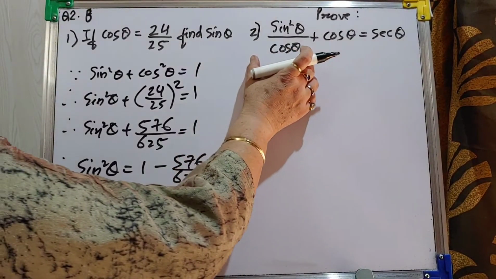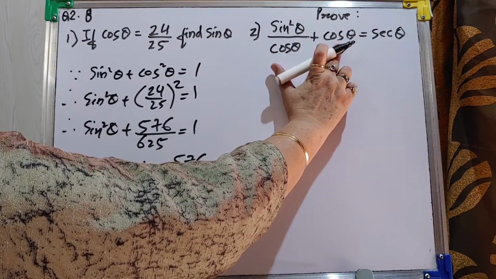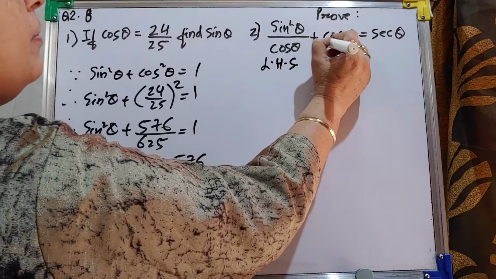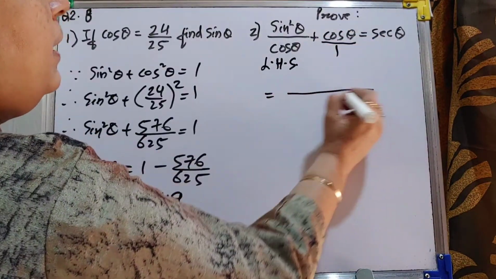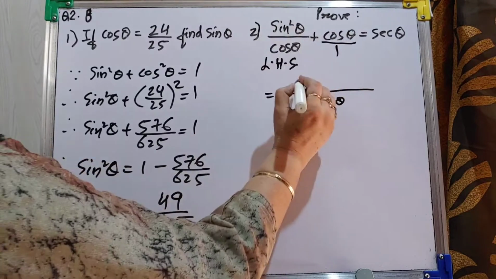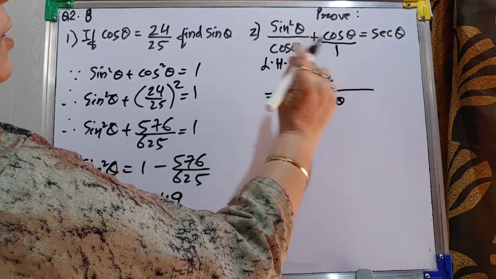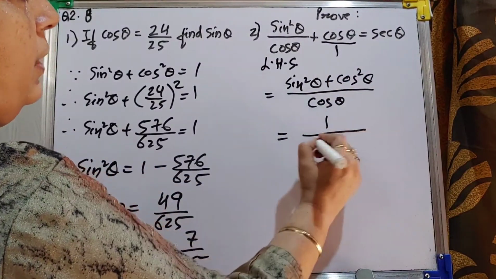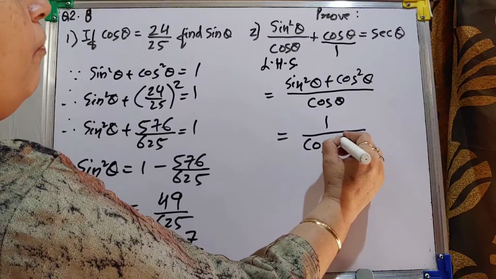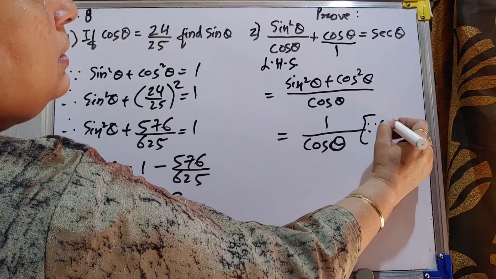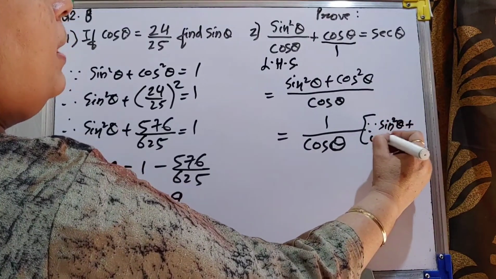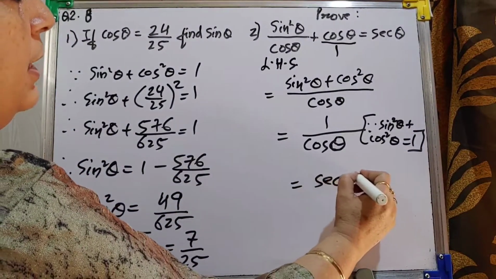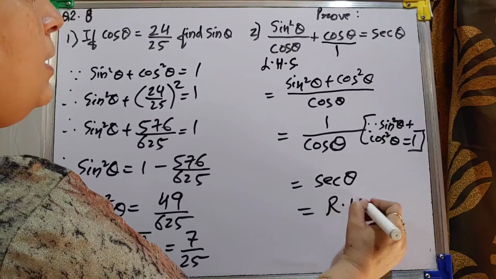Now students, in the second sum, make this correction. It is given cos square theta, but it is cos theta. Now we have to prove. So I will take LHS upon 1. Cross multiply. This will get multiplied here. Sin square theta plus cos theta into cos theta is cos square theta. Instead of sin square theta plus cos square theta, we can keep 1, since sin square theta plus cos square theta equals 1. And you know 1 by sin theta cos theta is sec theta. So you got your RHS.